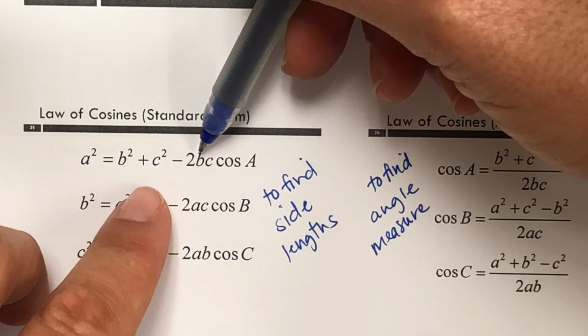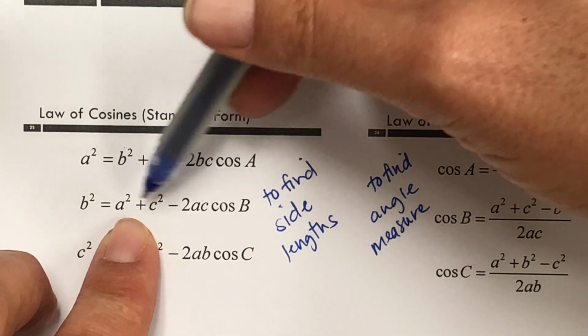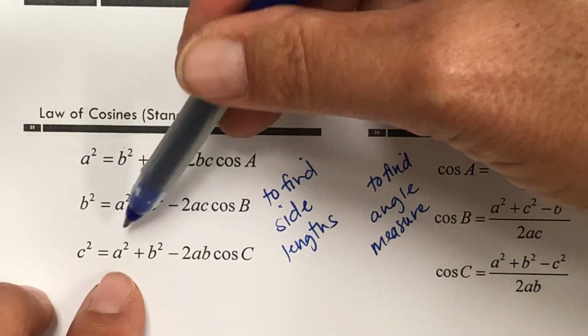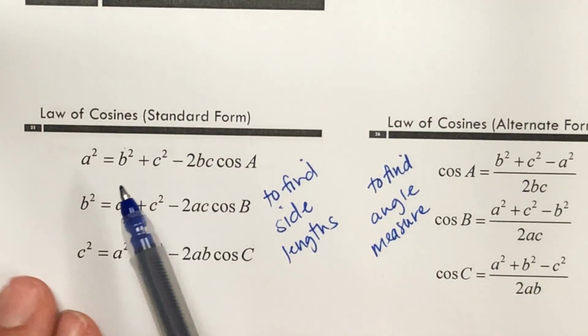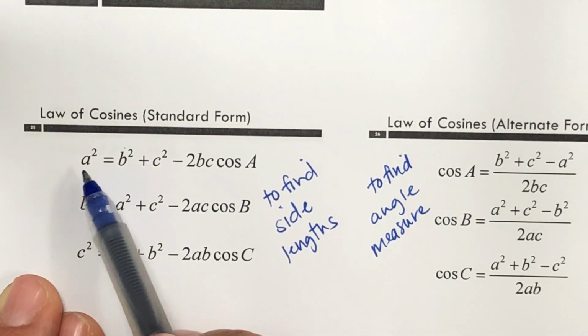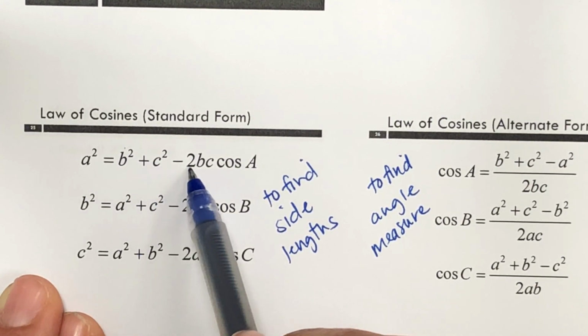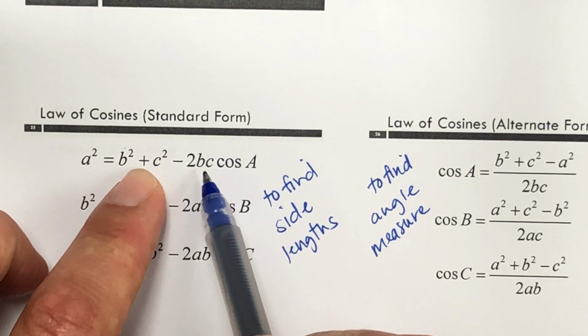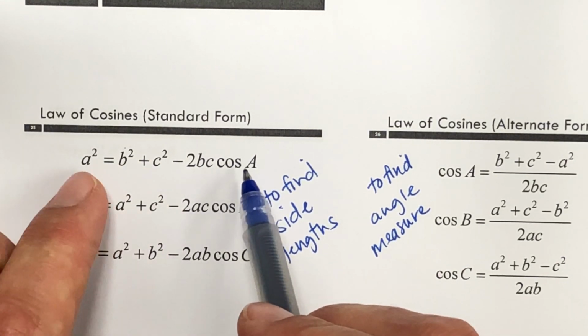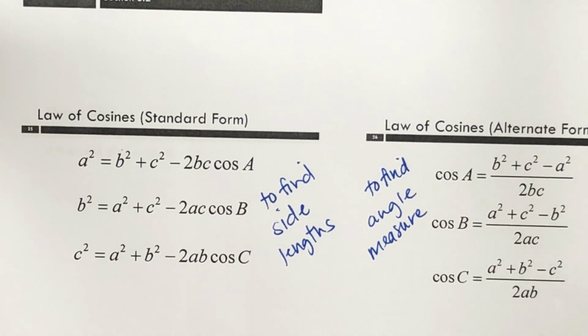Minus, in this case, it's BC, because that's what these two are. It's AC, because that's what these two are. It's AB, because that's what those two are. So if you're trying to memorize this formula, which you don't have to, I'm gonna give them to you, but just so that you kind of see how they work, you've got A squared, then you've got to have the other two, minus 2 times these guys, and then times the cosine of the angle across from the side you're finding. And that's true for all of them.